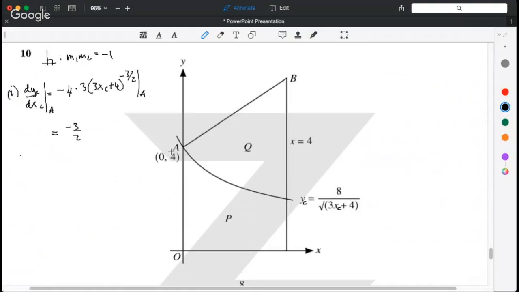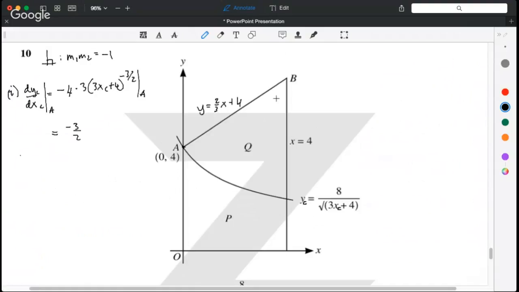So therefore, we've got this. So this is going to be y is equal to 2/3 x plus c. And if you plug in A, you can find out what c is, and it turns out to be 4. Well, obviously, it's the y-intercept, it's 4.